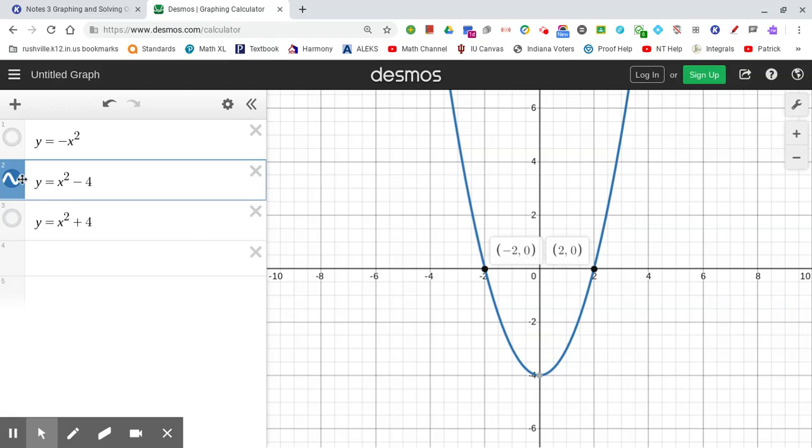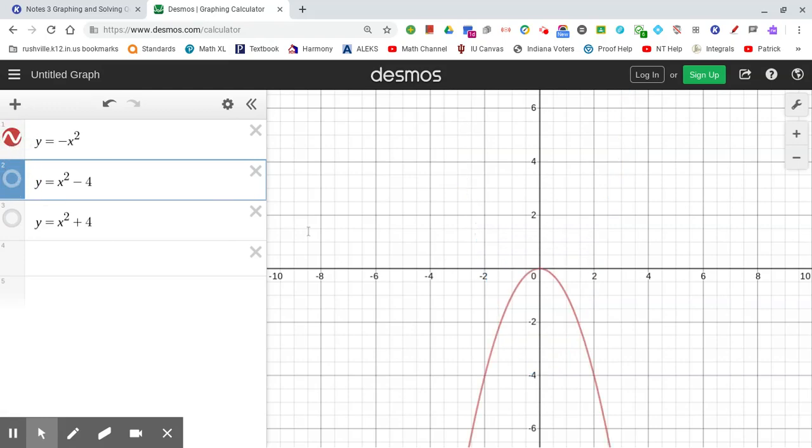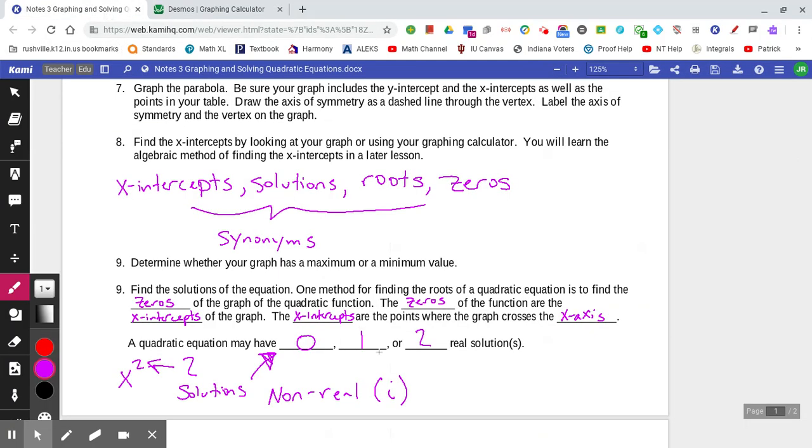The last possibility is when you have your graph and you have the vertex, the maximum or minimum point, that is on the x-axis. That means that it's on the x-axis. That is going to be what's called a double root.